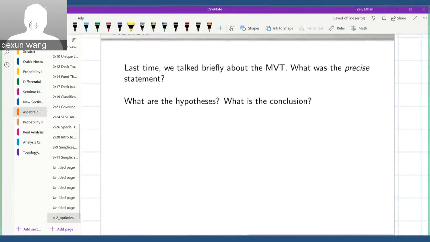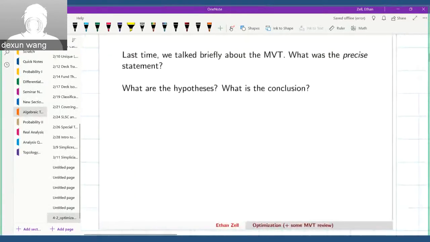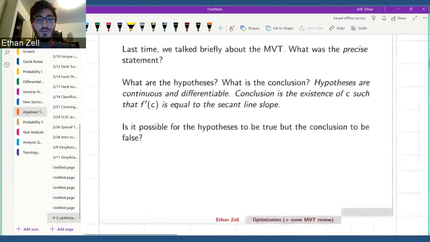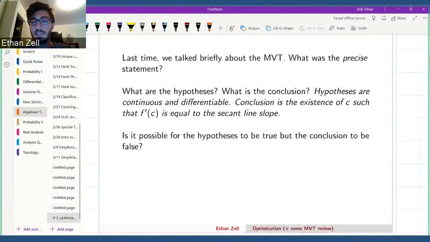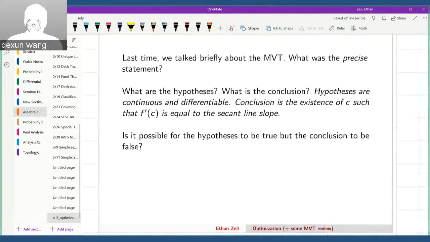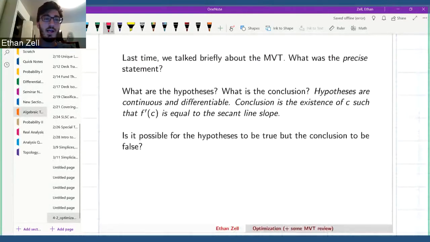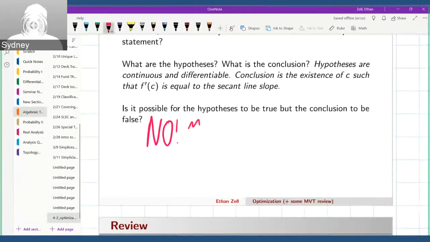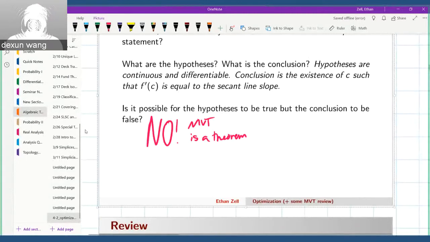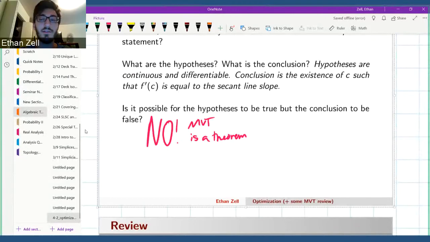And now I have some more questions real quick. Is it possible for the hypotheses to be true and the conclusion to be false? Definitely not. No. The reason why is because the mean value theorem is just that, a theorem. And what does it mean to be a theorem? It means that whenever we satisfy the hypotheses, the conclusion automatically follows. So there is no case for which the hypotheses are true but the conclusion is false.